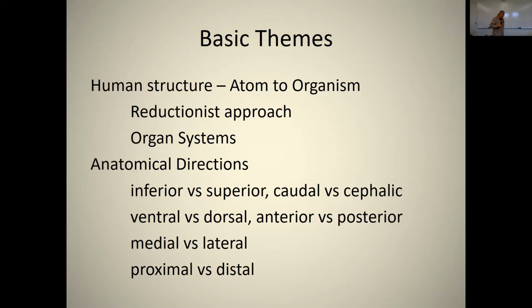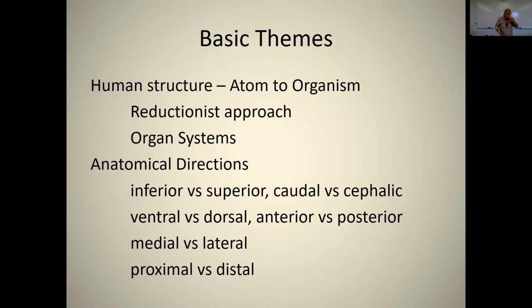So then we go from there into basic themes. How are we going to run this study of the human organism? Well, we're going to use what's called a reductionist approach. The human body is an incredibly complicated device. It has lots of moving parts. And the way to understand something that's really complicated is to break it down into bite-sized pieces. Start small and work on to more complicated structures.